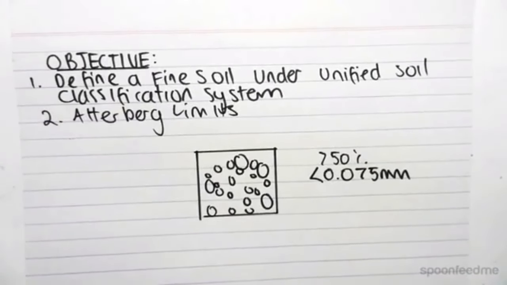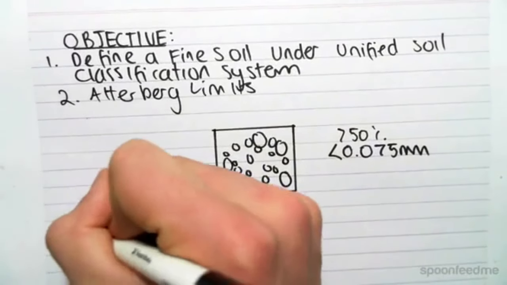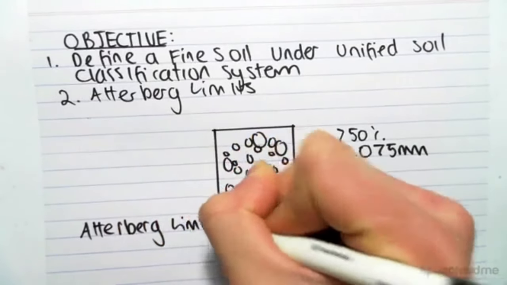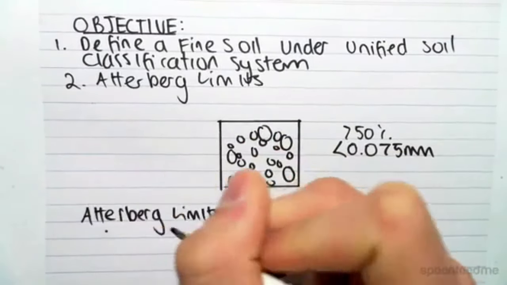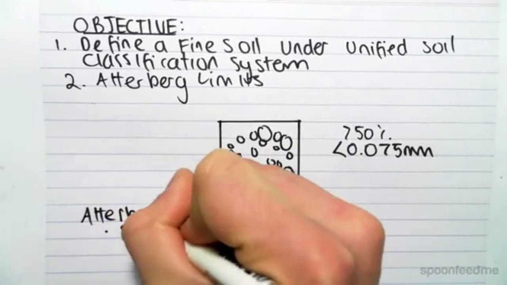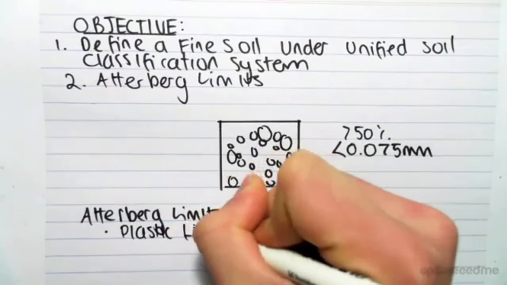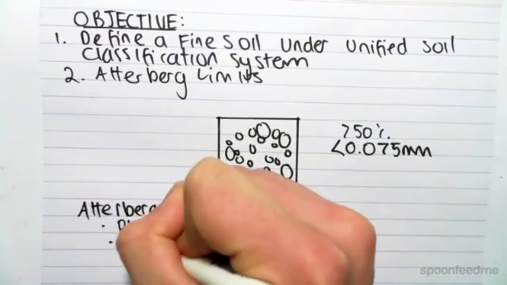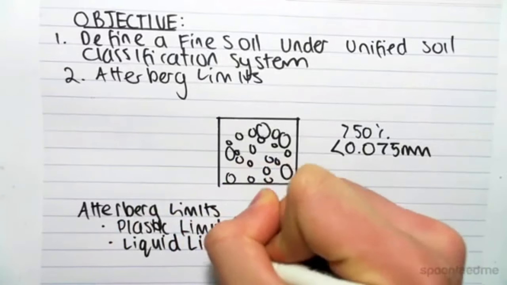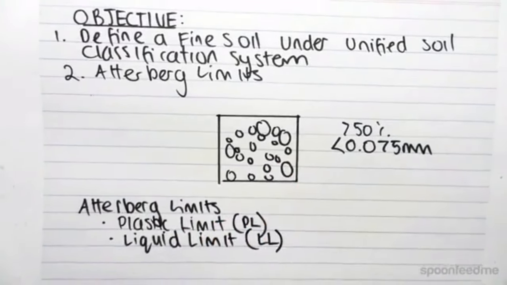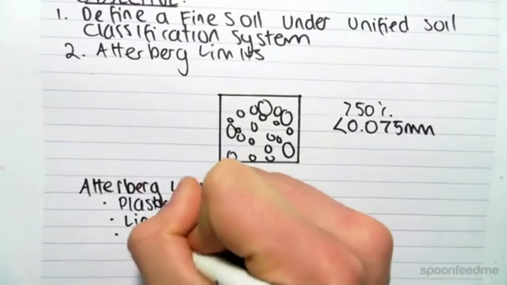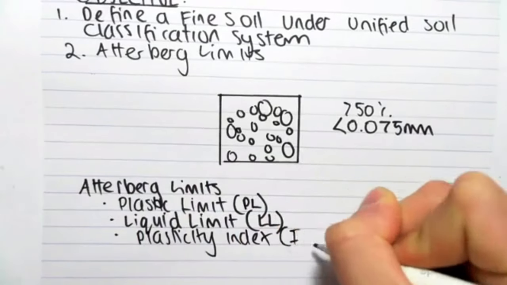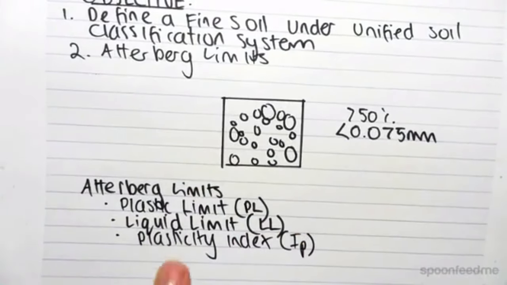The next thing we need to look at for a fine soil are these parameters called the Atterberg Limits, and these only exist for a fine soil, and you're going to see in a second why. The first thing we have is the plastic limit, which we can abbreviate to PL. The second thing we have is the liquid limit, which we can abbreviate to LL, and the third thing we have is the Plasticity Index, which we can abbreviate to I subscript P. So what are these things?